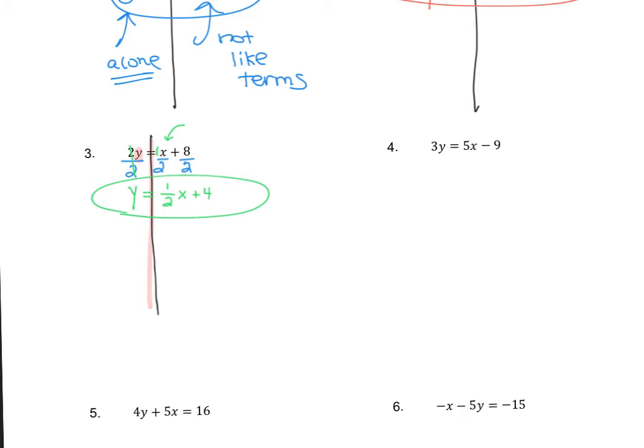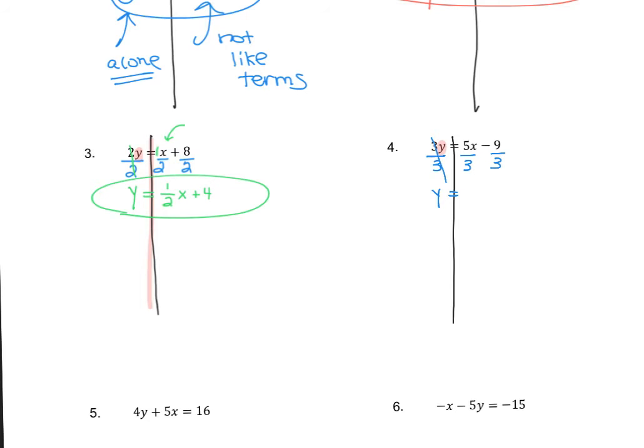Number 4. Okay. Again, I want to get y alone. I draw my river. What am I doing? I'm dividing by 3. If I divide the left side by 3, I have to divide everything on the right side by 3. These divide out to 1, I get y equals.